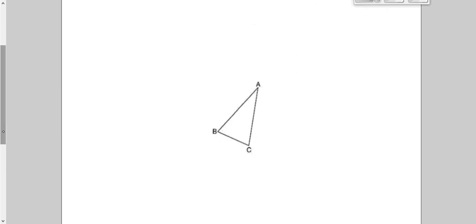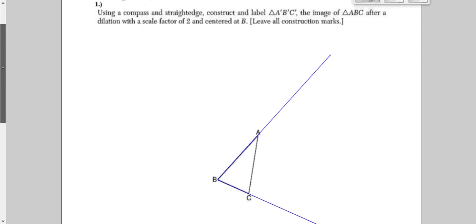So let me extend this one out, about like that, maybe. Extend that guy out. And our scale factor, I believe, is 2.